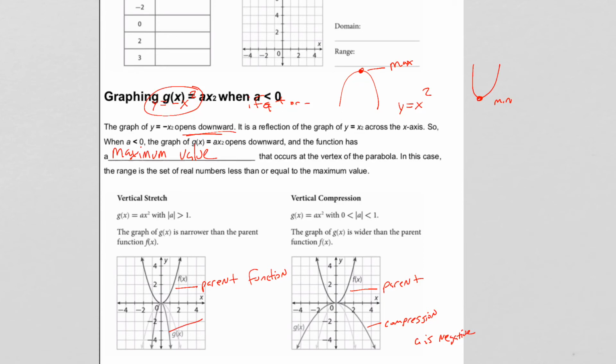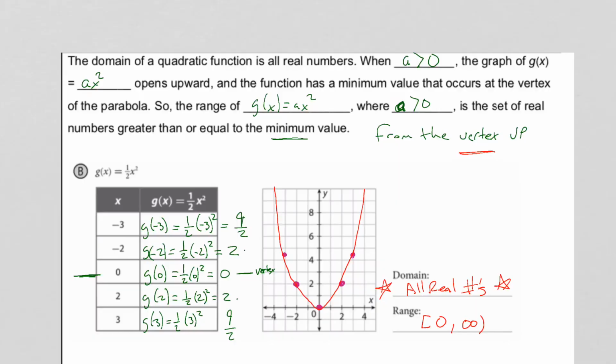And this is what a stretch looks like when a is negative.